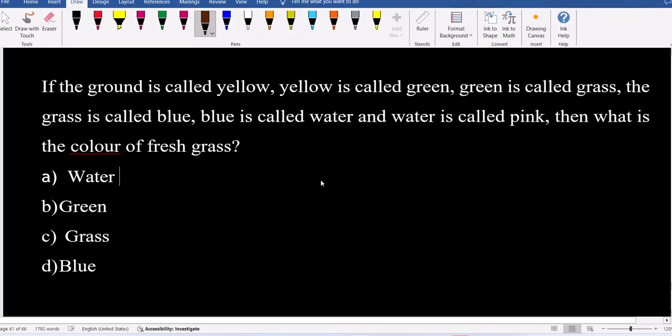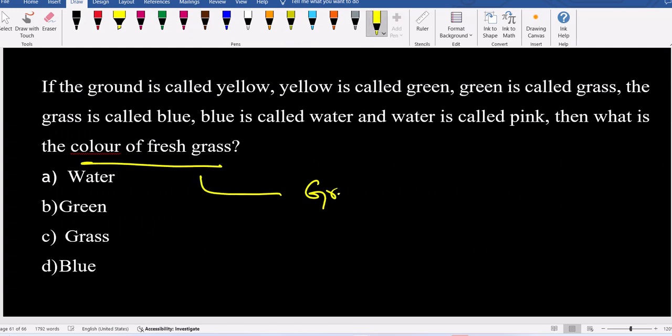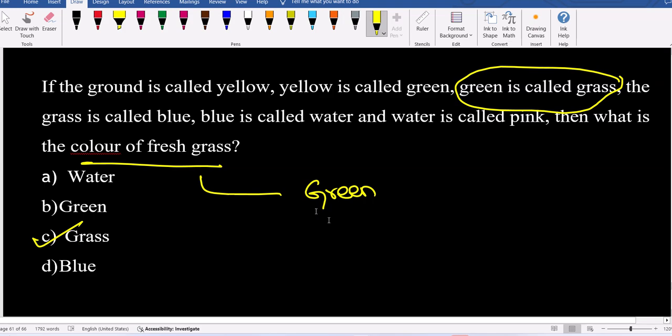Answer is nothing but grass. See, for this type of questions, instead of wasting time, we have to read the last line. Fresh grass color is green, the related word in the question, and green is called grass, so that's it. We have to stop the question with opting grass. No need to extend. This type of questions they're also asking in coding and decoding. This comes under coding and decoding.